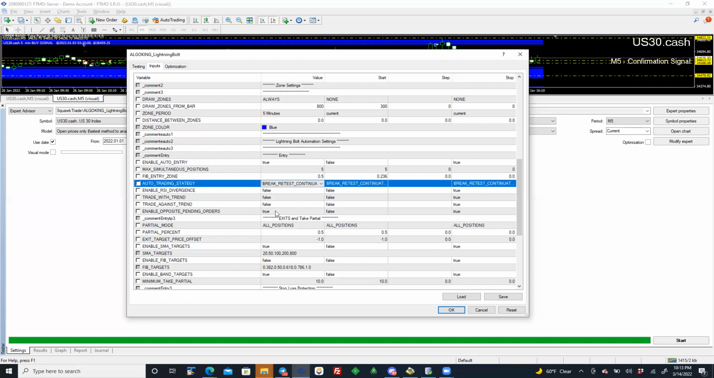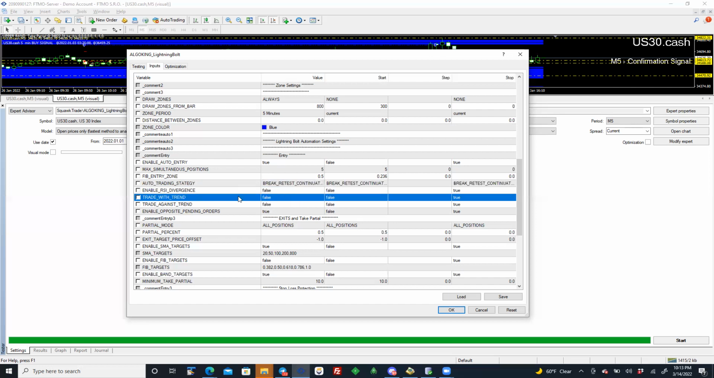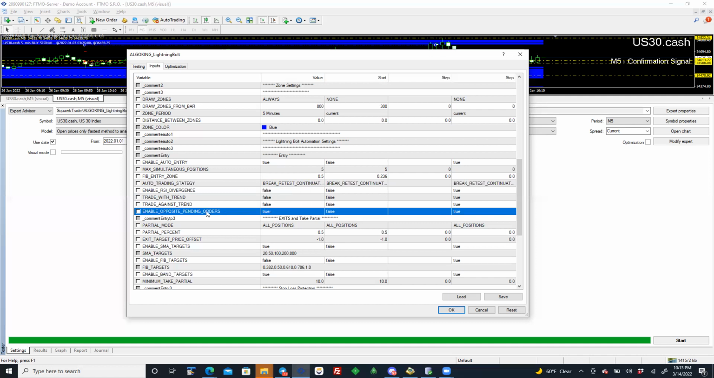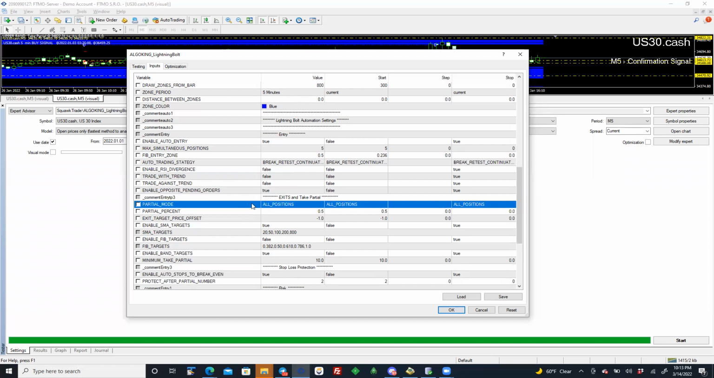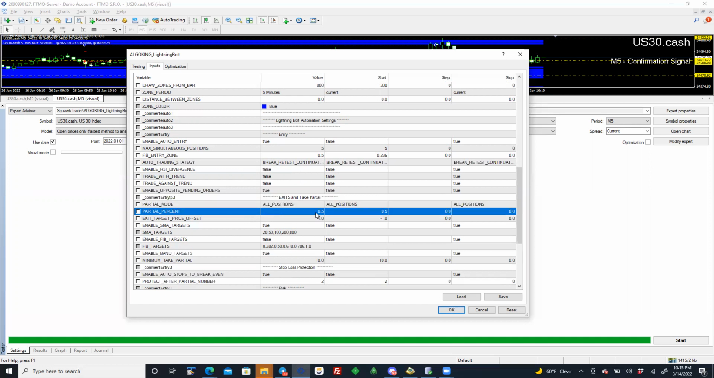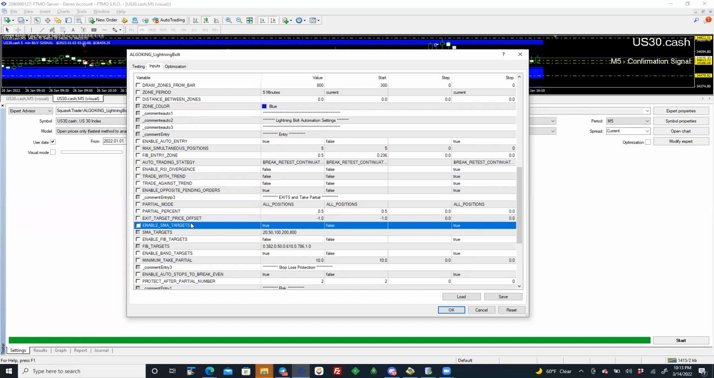There are a few other things here. I'm not going to go into deep explanation, just over quick things. There's enabling an opposite pending order, where you can enter opposite pending orders if things don't go your way. For exits, we could do partial mode, which applies to all positions. The partial percent is 50%. And here are my targets.